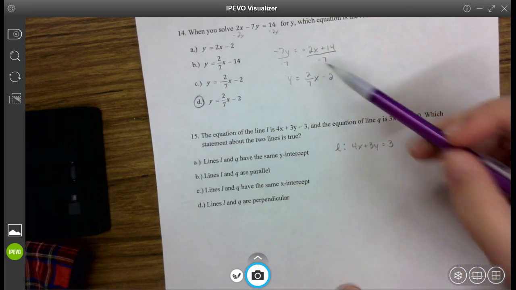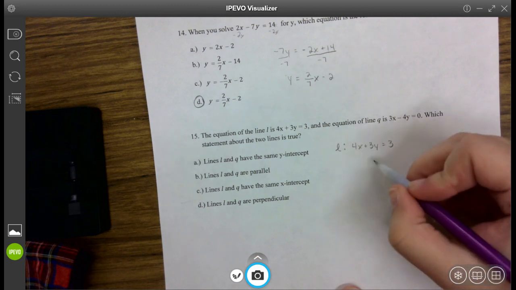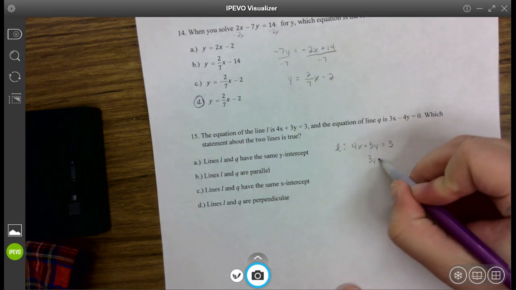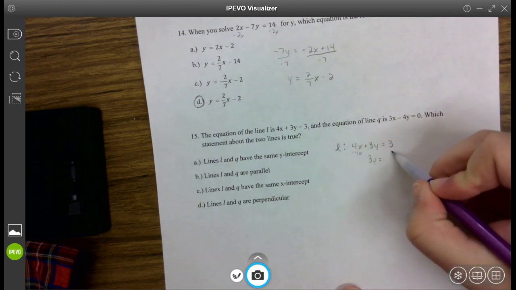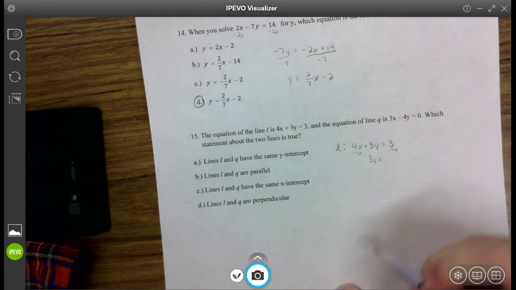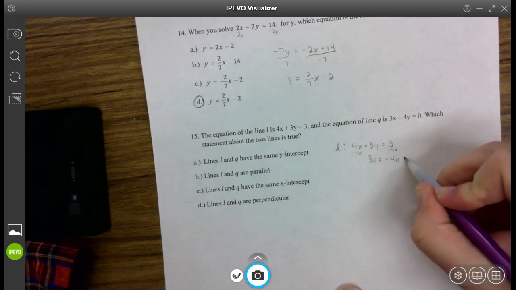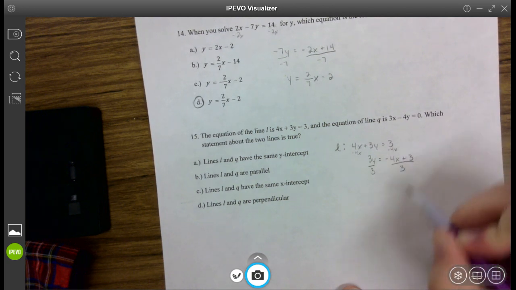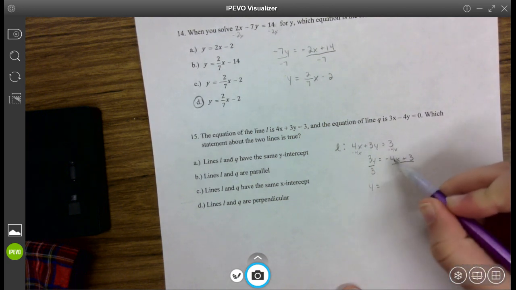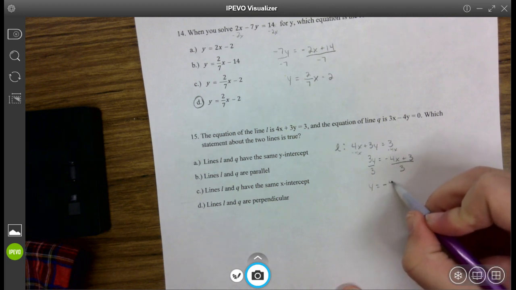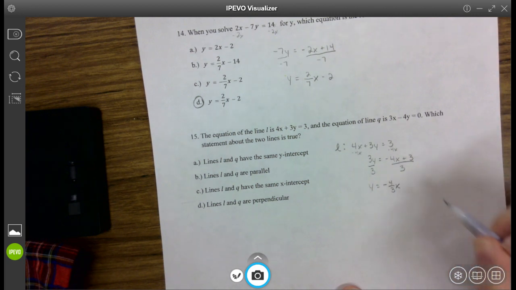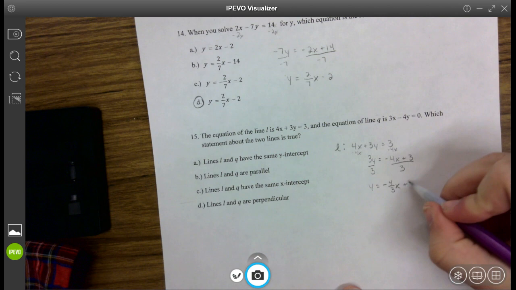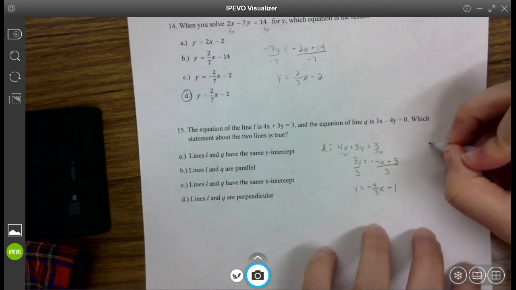So lastly, just like we did up here on this problem, we're going to get y by itself by moving over the 4x. So we're left with negative 4x plus 3. Now to get y strictly by itself, we need to divide by 3. So negative 4 over 3 can't simplify, so we're left with negative 4/3 x, and 3 over 3 simplifies to 1. So that's line L.